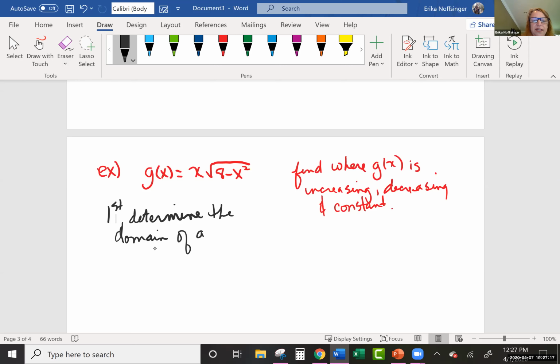And so I know I need the values underneath that radical, 8 minus x squared, to be greater than or equal to 0, and it's okay that it's 0, because I can take the square root of 0. It's a real number, it's 0. So I noticed that my 8 minus x squared has to be greater than or equal to 0.